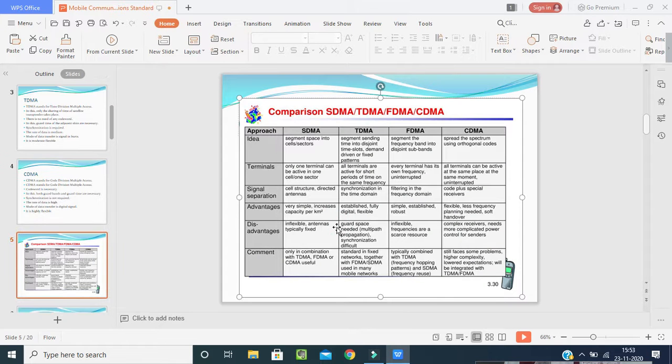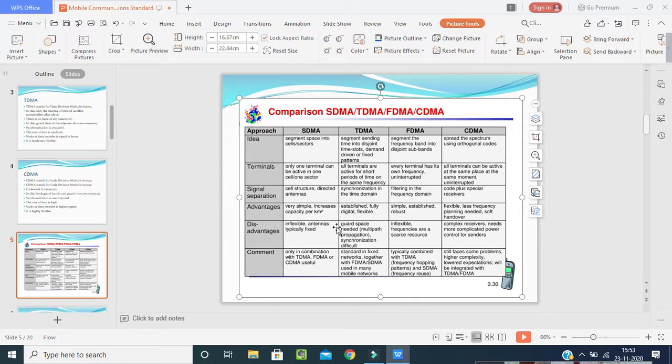Now, if you see here in the picture how the comparison of SDMA, TDMA, FDMA and CDMA is taking place. Coming to the points: the idea, the approaches, terminals, signal separation, advantages and disadvantages, and comment. So we'll learn one by one.